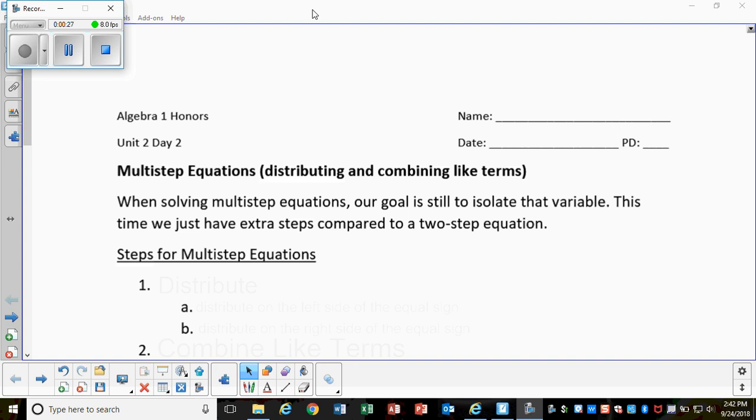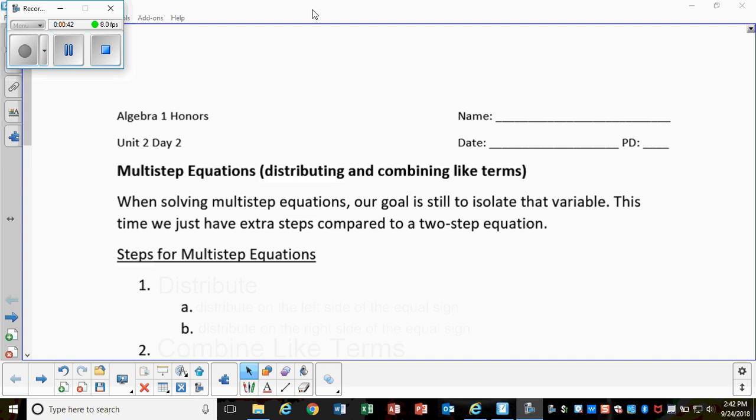We will also see multi-step equations where variables are on both sides and how to deal with that, but we'll do that next time. So today's just variables on one side and dealing with distributive property and combining like terms to be able to solve it.